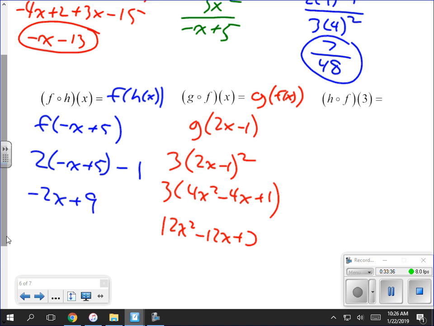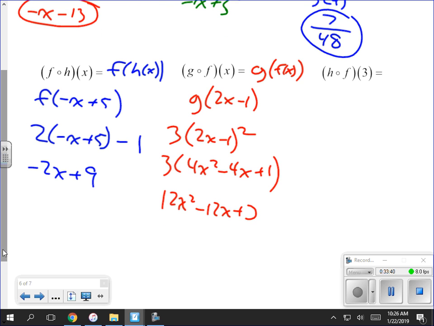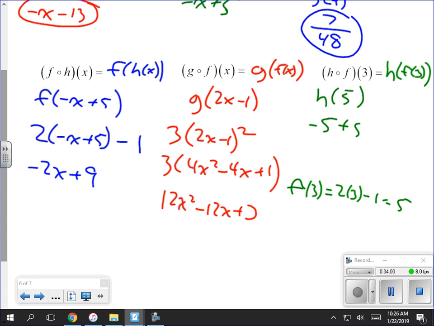And then last but not least, h composed with f of 3, which is h of f of 3. Figure out what f of 3 is. That's 2 times 3 minus 1, which is 5. So this is h of 5, which is negative 5 plus 5, which is 0. Zip, zilch, nada. The big bagel.